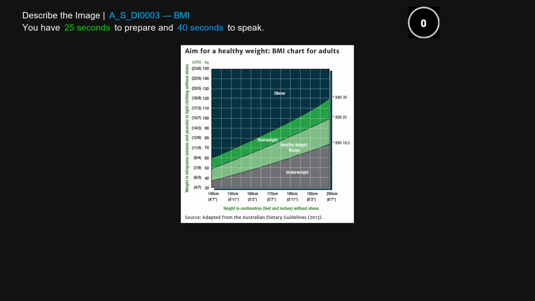The given picture gives us the information about the aim for a healthy weight BMI chart for adults. The left side of the picture represents 30, 40, 50, 60, 70, 80, 90, 100, 110, 120, 130, 140, 150 kg. The bottom of the picture represents 4.7, 4.11, 5.3, 5.7, 5.11, 6.3, 6.7. The right side of the picture represents BMI 30, BMI 25, BMI 18.5. Overall, this picture gives us the information about the BMI chart for adults.